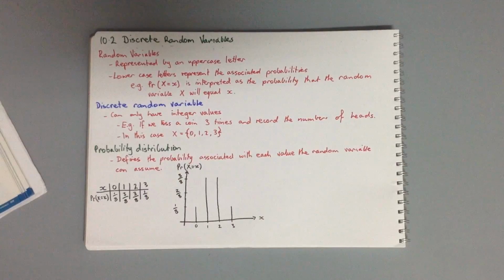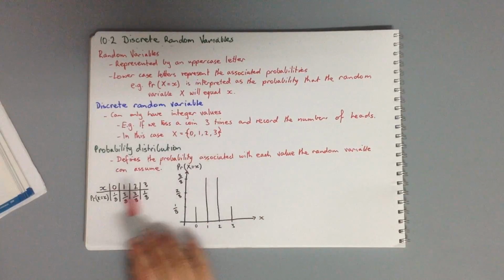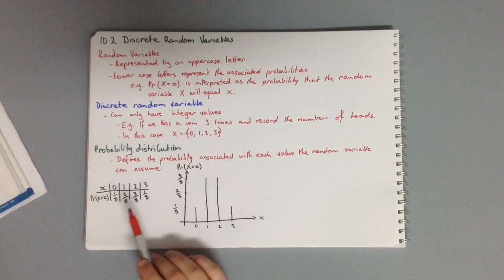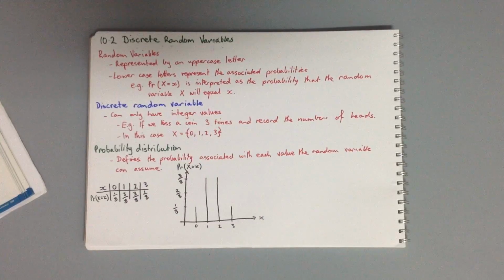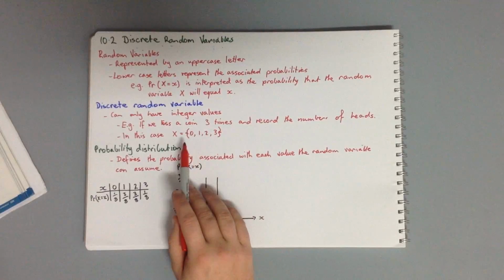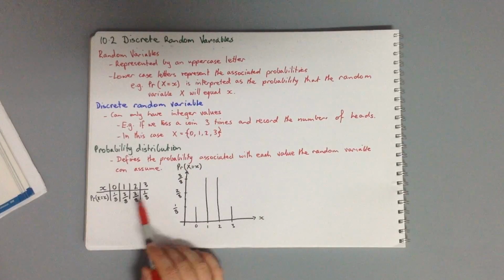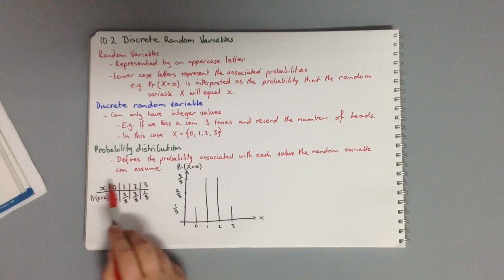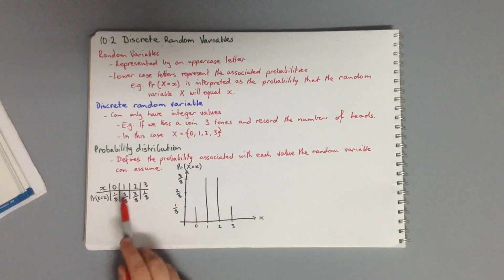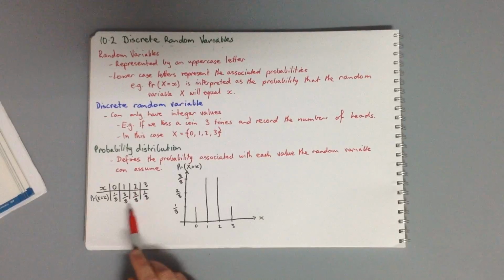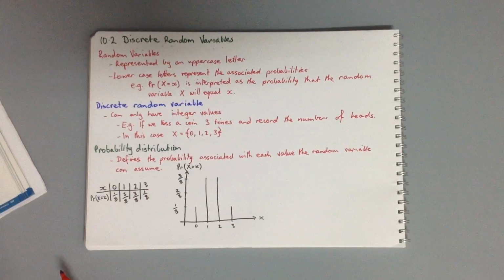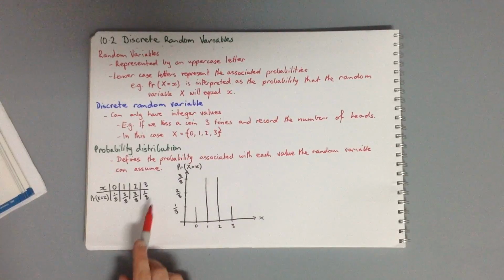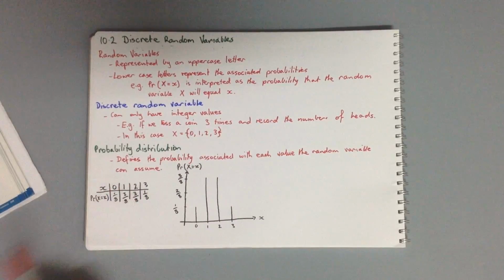A probability distribution defines the probability associated with each value the random variable can assume. So we're looking at this case again, of flipping a coin 3 times, and looking at the probabilities of getting 0, 1, 2 or 3 heads, and we're putting it in a table like this, because the probability of getting no heads is 1 on 8, 1 head is 3 on 8, 2 heads is 3 on 8, and 3 heads is 1 on 8. You can also represent them graphically, like this. We won't do that very often, but this is something that we'll work with a lot, our probability distributions.